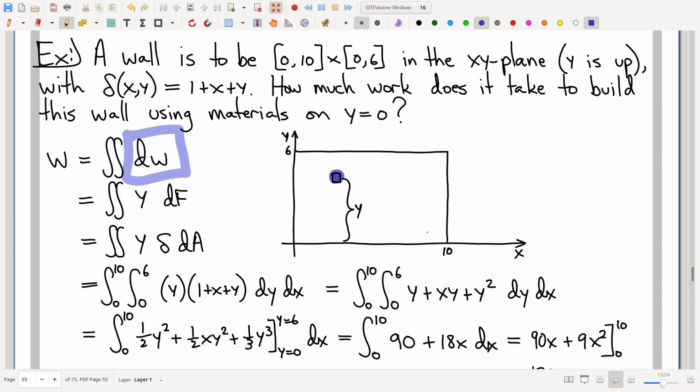And here's how we deal with that. It was on ground level, and then I had to lift it up a certain distance to get it up to where it's going to eventually be, right where I'm putting it. And grand total work is force, namely how much does the brick weigh, times distance. How high did I have to lift it up? Well, it was at ground level, y equals 0. I'm lifting it up to some location x comma y. It's at height y, so I have to lift it a distance y.